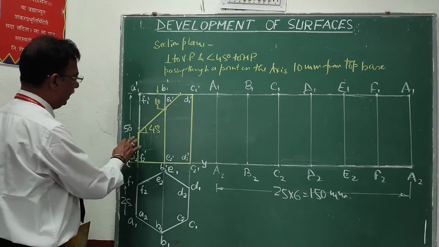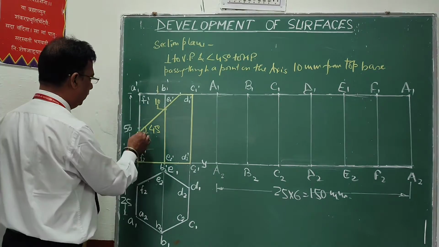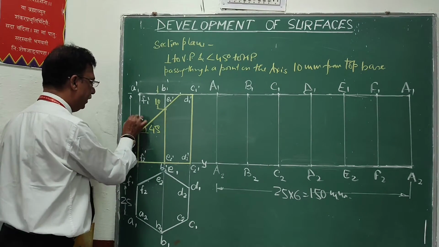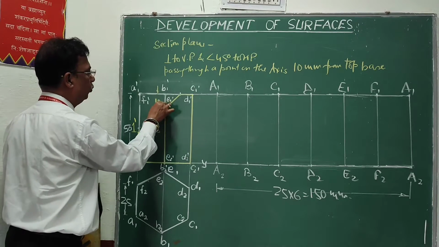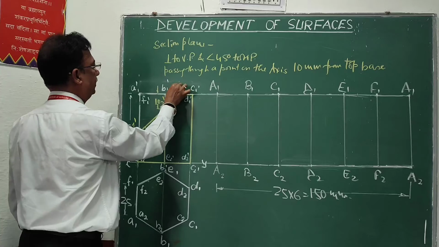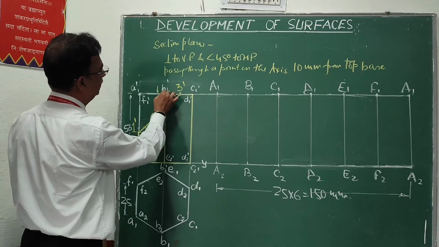Now again, with the same method, I am going to mark the points where this section plane is cutting the solid. This first point will be our 1 dash, the second time it is cutting the second edge, so that will be 2 dash. On the upper base there will be 1 and 3 dash. As you know, whenever the base is cut, there will be 2 points.